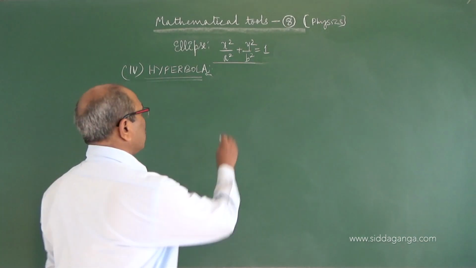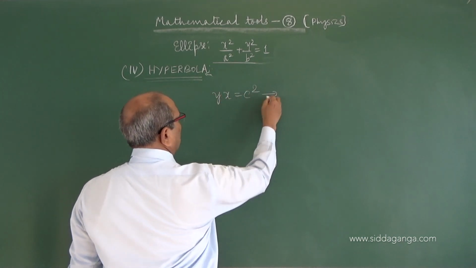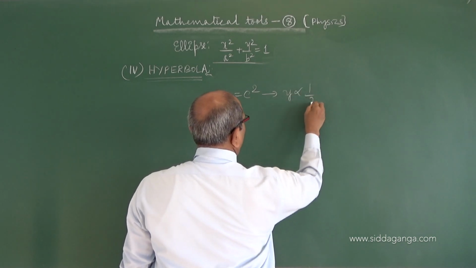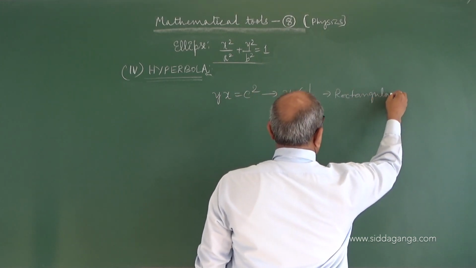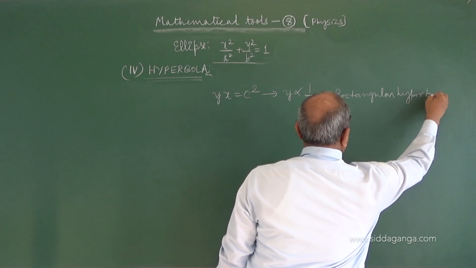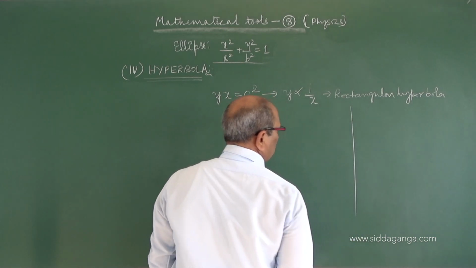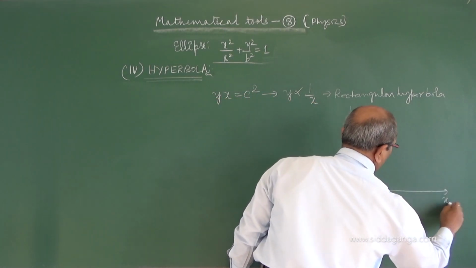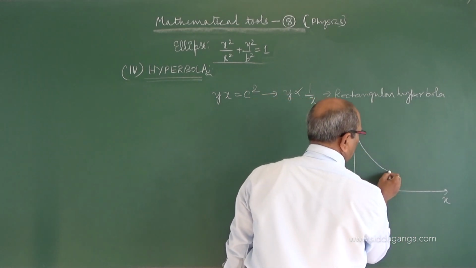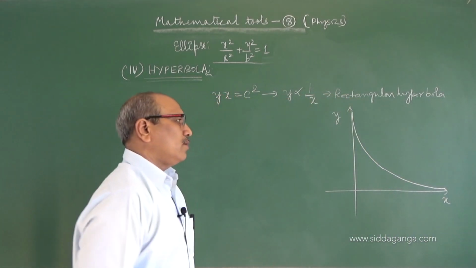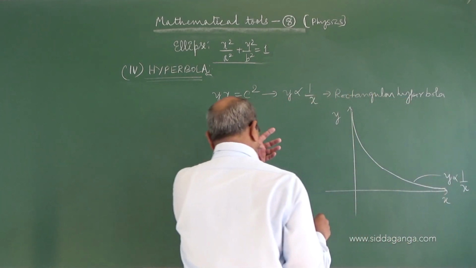So you come to know, if y into x is equal to c square, where we see y is inversely with x, the shape is a rectangular hyperbola. The curve we drew, x versus y. As x increases, y goes on decreasing. So the curve which is shown is y inversely with x.